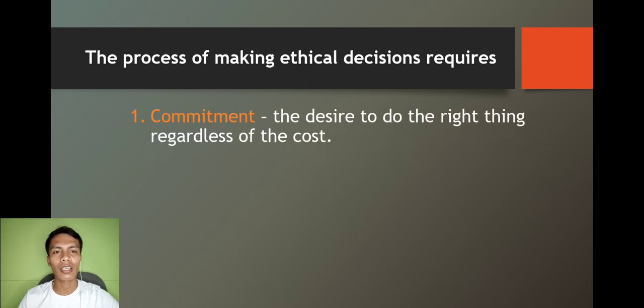So first is commitment. So what is an example? Commitment is the desire to do the right thing regardless of the cost. You do not look at the possible costs, as long as you do what is right. Even if you are disadvantaged, as long as you do the right thing, what is necessary. So that is commitment. You are committed to something that is right.